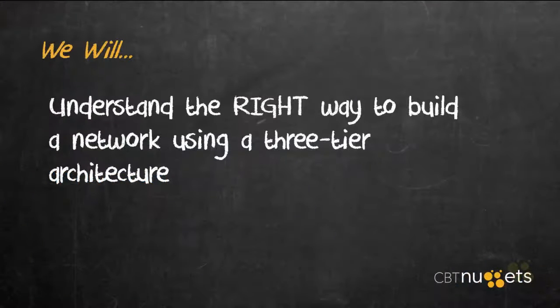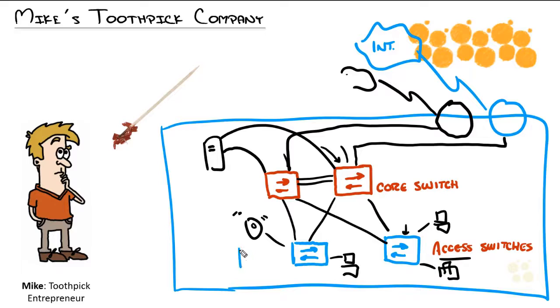And by the time we're done here, you'll understand the right way to build a network using a 3-tier architecture. And by the way, if you haven't seen the previous video on a 2-tier architecture, please watch that one first, or else this won't make much sense, because I'm going to pick up right where Mike's network left off. We set up Mike with a network that will scale pretty large in this building that he bought.